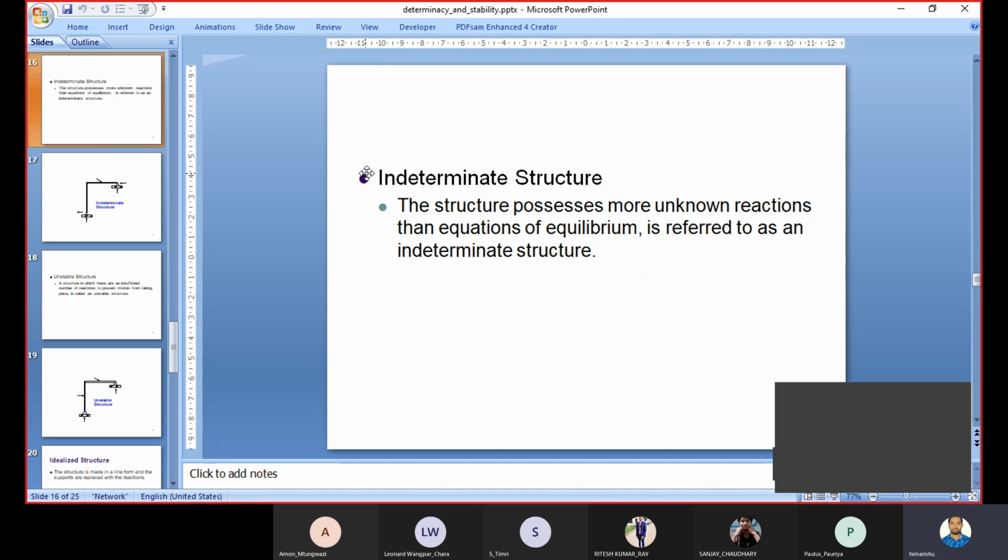So what is indeterminate? A structure which possesses more unknown reactions than equations of equilibrium is said to be an indeterminate structure. It means if our unknown forces are more than our number of equations, then we call it an indeterminate structure.